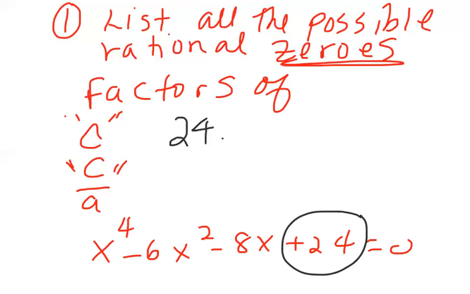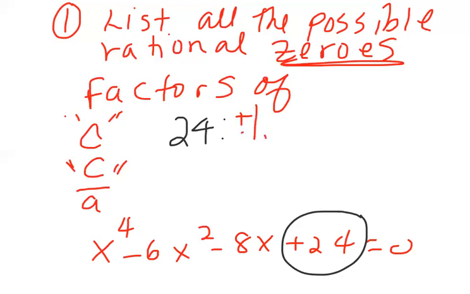By the way, there are questions like this on the assignment too, where they're asking you to list all the possible rational zeros or all the possible rational factors. Now, for this one here, guys, we're going to find all the numbers that can go into 24 evenly, including the positives as well as the negatives.